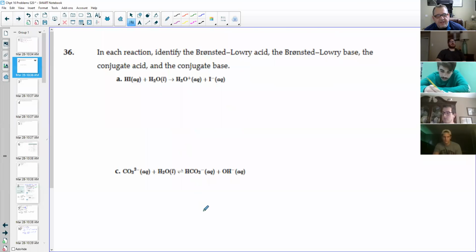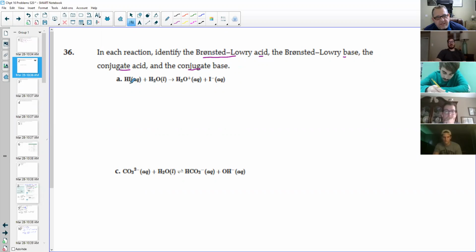Okay, so that one's just identifying what the substance is as an acid or a base and writing the dissociation reaction. So problem 36 is looking at the different definition. That's the Bronsted-Lowry. With the Bronsted-Lowry definition, we need to identify who is the acid and the base, as well as the conjugate acid and bases in the system. So if we look at this first one on A, it's HI plus water yields H3O plus I minus.